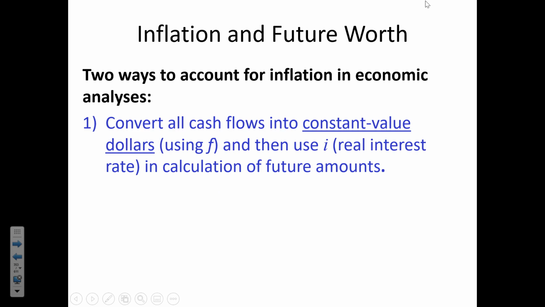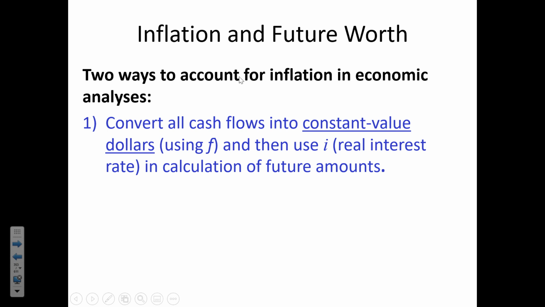Now, when we are doing future worth calculations, there are two ways to account for inflation. And this is a little bit tricky. Our textbook has a table that goes into a little bit more detail in explaining this. And of course, in today's in-class exercise, I try to make these points in a different way, to illustrate the effects of a negative real interest rate.